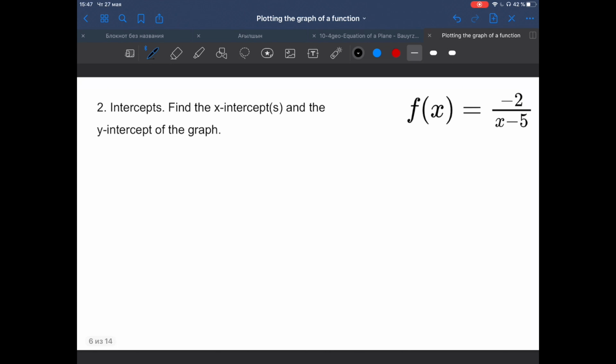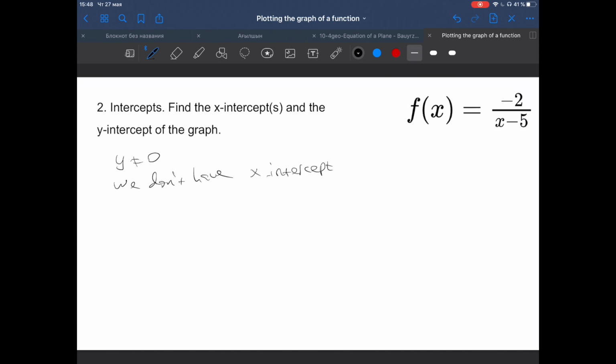Second one, we need to find intercepts. To find x-intercepts, we need to equalize y to 0. And here, we know that our range is all real numbers except 0. From that, we can equalize here to 0. It means we don't have an x-intercept. Our graph of the function is not intersecting the x-axis.